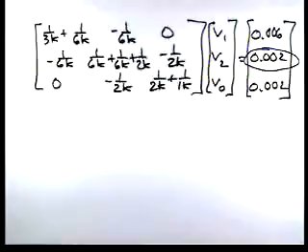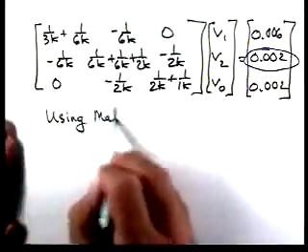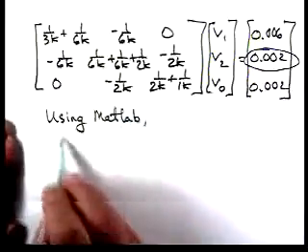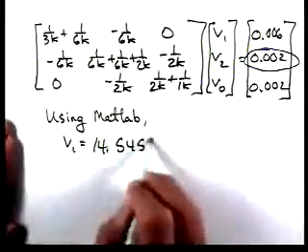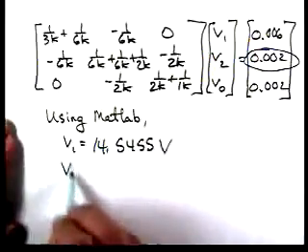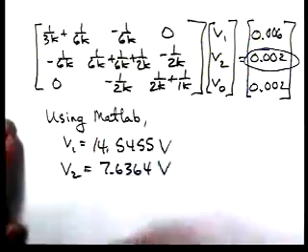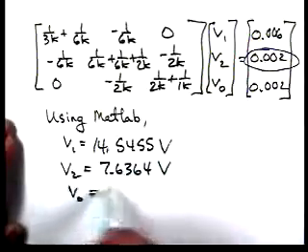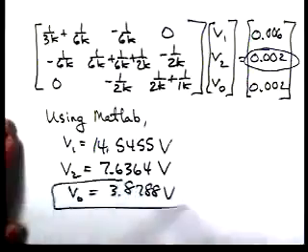So now, using MATLAB, we get V1 is equal to 14.5455. V2 is 7.6364. And V0 is 3.8788, which is our answer.